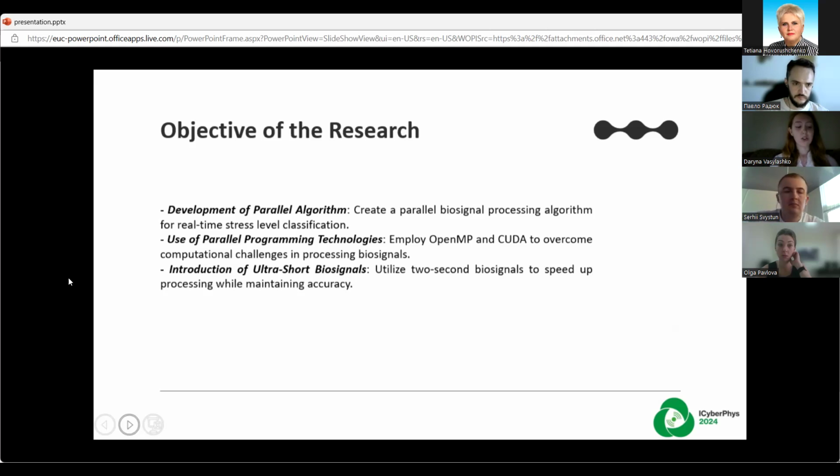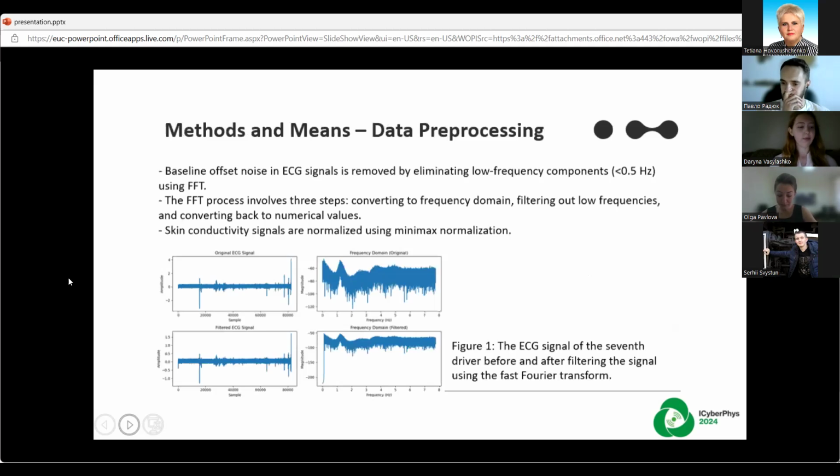Additionally, the research introduced the use of ultra-short biosignals, specifically 2-second signals, to significantly accelerate the biosignal processing without compromising accuracy. By enhancing the efficiency and speed of the stress monitoring system, this research also emphasizes the importance of maintaining the security and confidentiality of patient biometric data. Now we can proceed with the method itself.